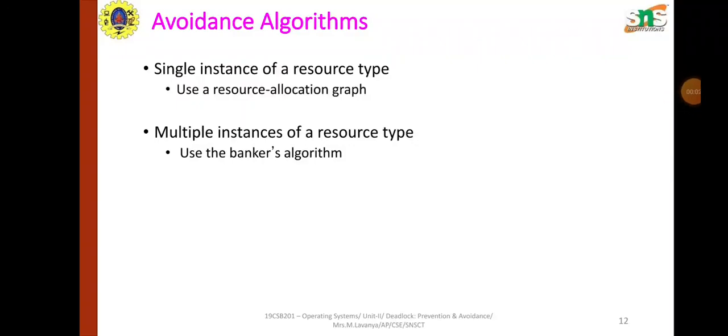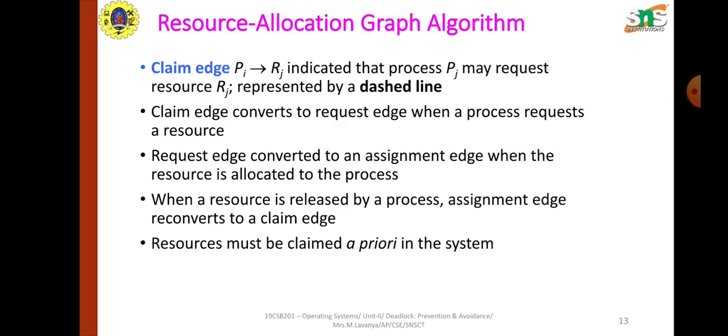Hi everyone, this is the continuation of deadlock avoidance. In this deadlock avoidance, now we are going to see the algorithms based on the instance of resources. If the resource is of single instance, then the RAG, which is the resource allocation graph, is used for deadlock avoidance. And if the resource type is of multiple instance, then we will be using Banker's algorithm for deadlock avoidance.